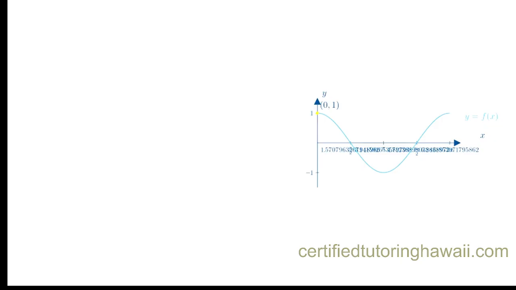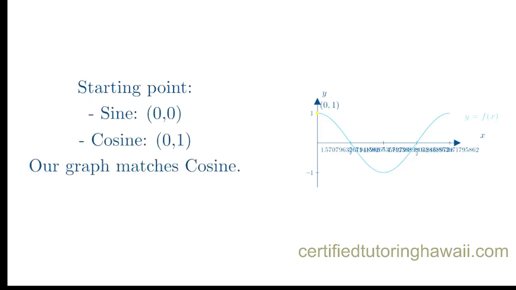Let's compare this to what we know. A standard sine wave starts at the origin, 0, 0, and goes up. A standard cosine wave starts at its maximum, 0, 1, and goes down. Our graph matches the cosine function. So, just from the starting point, we can conclude this is a cosine wave.